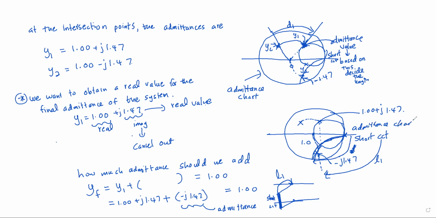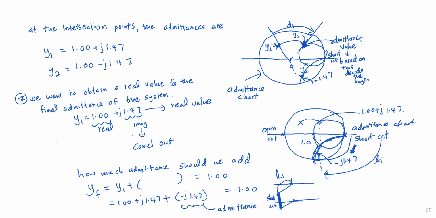Okay, so the open circuit point is here in the admittance chart. Those factors you need to keep in your mind, right? After that, you have actually done the calculation for the first solution.